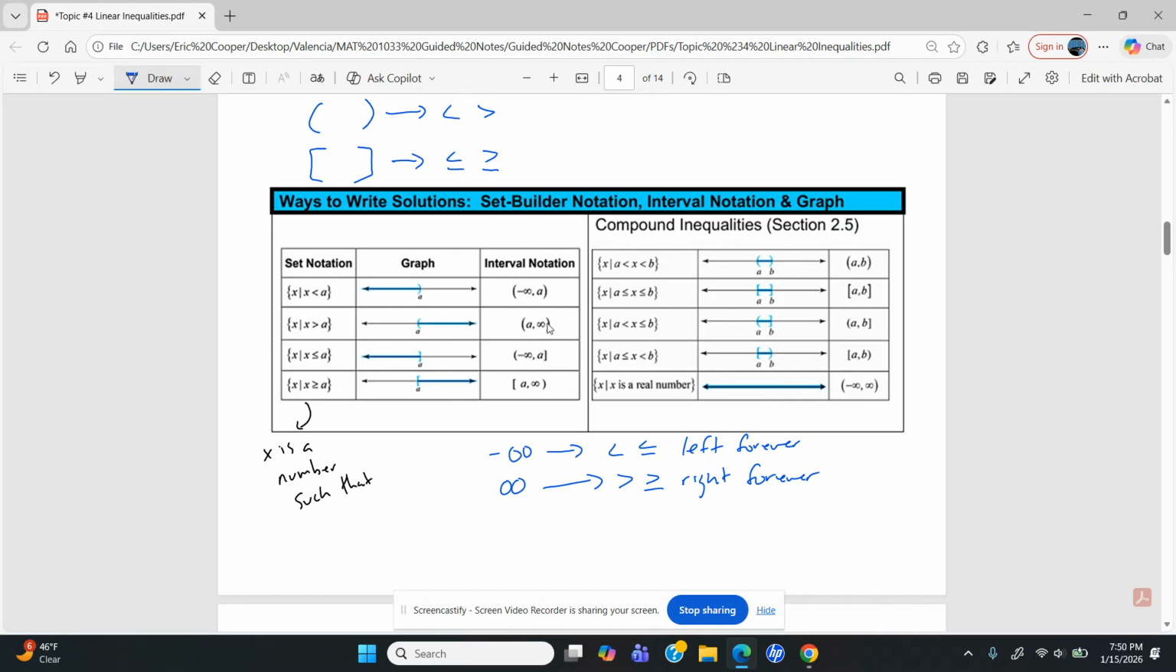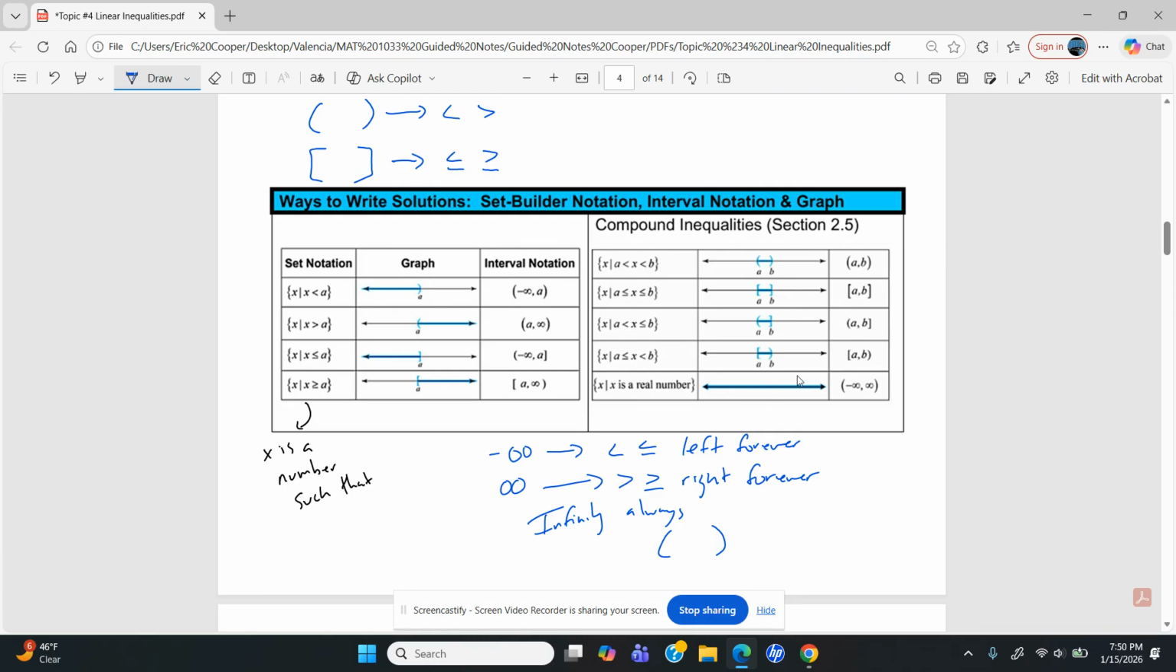As you'll notice as you look at the infinities, infinities always have parentheses. Never will we bound them with a bracket. So anytime we use an infinity, it'll always have a parenthesis written around it.